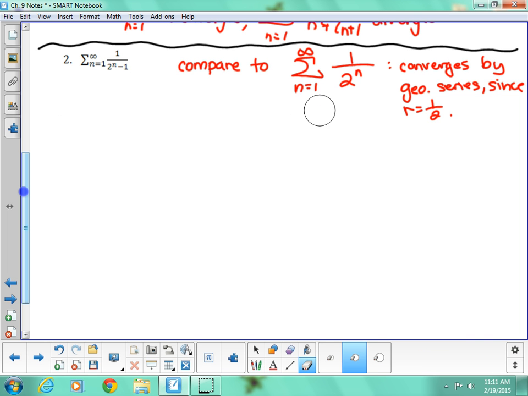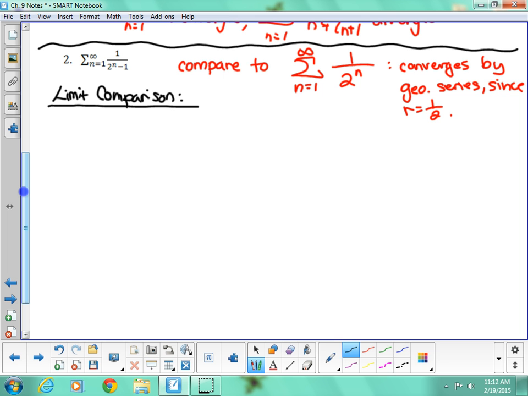But does that mean I can't compare at all? Nope. That just means I'm going to do the other comparison. Limit comparison, because he's nicer. He doesn't make it bigger, smaller, anything yucky like that. What do I do with limit comparison then? I take the limit of what I'm given over what I'm comparing to. So what am I given? Okay, I'm given this term, right? What am I comparing it to? How do I simplify?